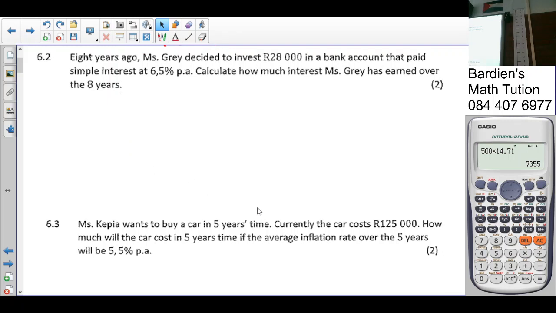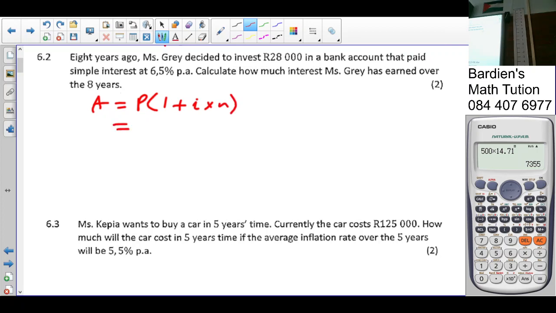6.2. 8 years ago, Ms. Gray decided to invest 28,000 rand in a bank account that paid a simple interest of 6.5% per annum. Calculate how much interest Ms. Gray will earn over the 8 years. So what's the simple interest formula? A is equal to P into 1 plus i times n. So your P value is 28,000 into 1 plus 0.065 times 8 gives us what? 42,560.